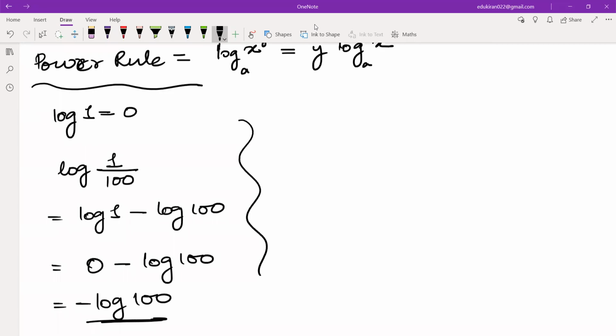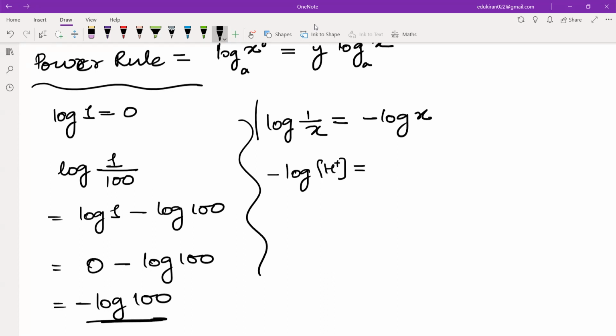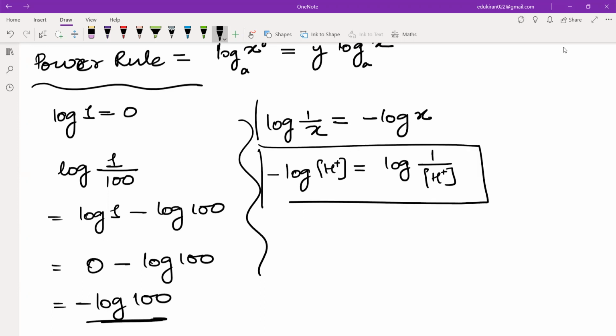I want to write a property. A general thing that you need to remember: if you have log of 1 upon x, this will be equal to minus of log of x. That is how we are defining the pH also, because pH is minus of log of concentration of H plus, which equals the positive log of the reciprocal of the concentration of H plus. Now log 1 is 0.